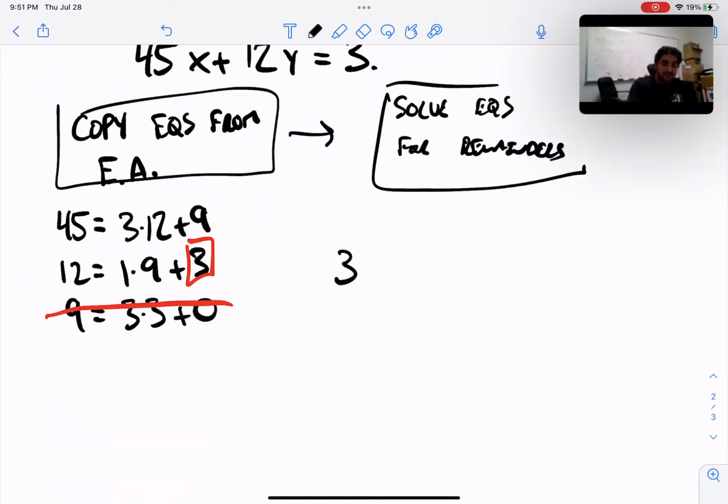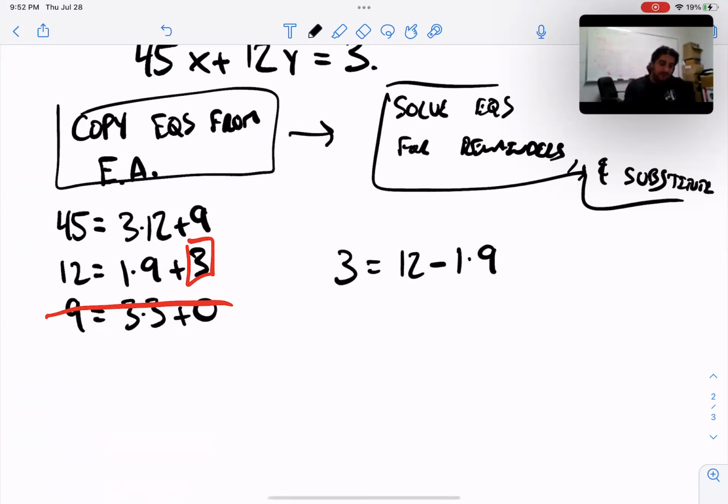What do I mean by solve for the remainders? I mean, write 3 equals 12 minus 1 times 9. Right? I took that same equation, 12 equals 1 times 9 plus 3, and I solved it for the 3. I subtracted over the 1 times 9. Right? And then what I'm going to do, I'm not only going to solve for those remainders one at a time. As I solve for the remainders, I'm also going to substitute. So solve the remainders and substitute.